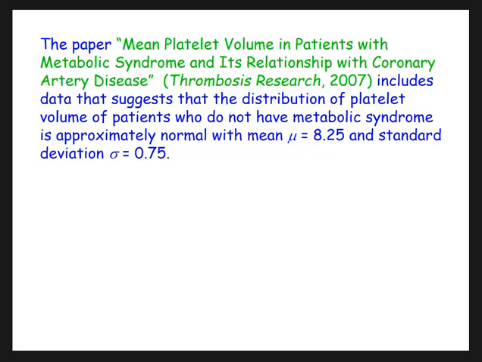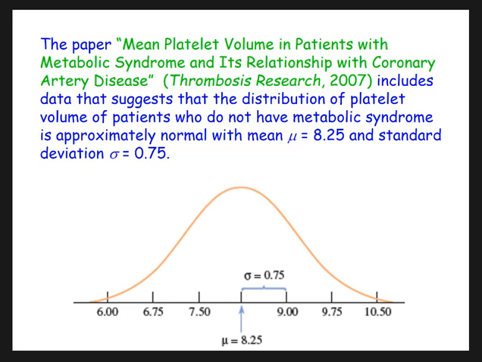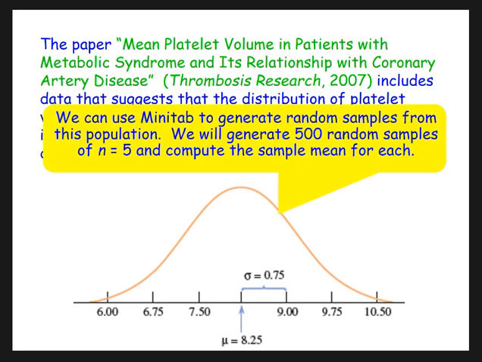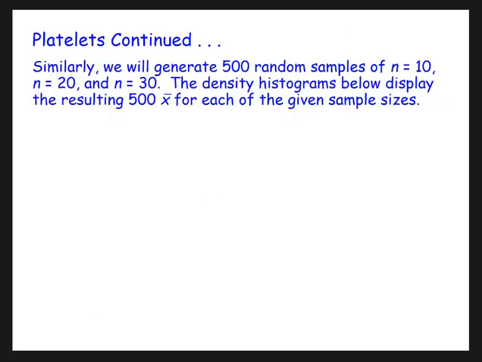So let's look at another example here. The mean platelet volume in patients with metabolic syndrome and its relationship to coronary artery disease. So it includes data that is normally distributed with a mean of 8.25 and a standard deviation of 0.75. There's our curve. You can use Minitab to generate random samples from this. We want to get 500 random samples of size n equals 5. So we generate 500 random samples. Actually, we're using samples of n equals 10, n equals 20, n equals 30, and we keep doing that.